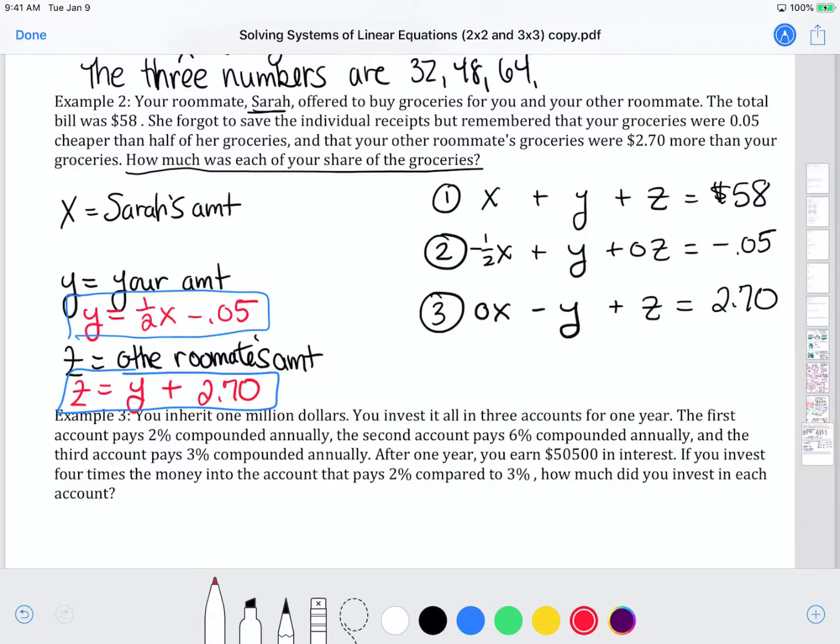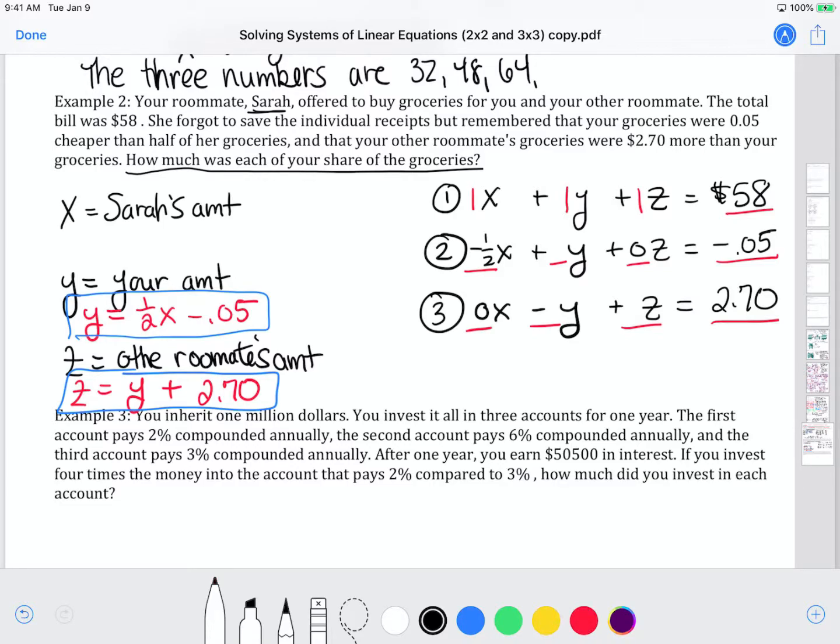So now I'm going to solve this using my app. When I put in the matrix, my coefficients, I'm going to have a 1, 1, 1, and then 58 for my first line of coefficients. Then I'm going to put in negative a half, 1, 0, and negative 0.05 for my second line. And then I'm going to put in 0, negative 1, positive 1, and 2.70 for my third line.